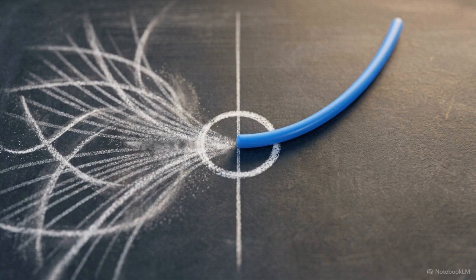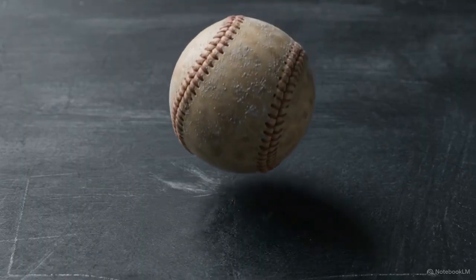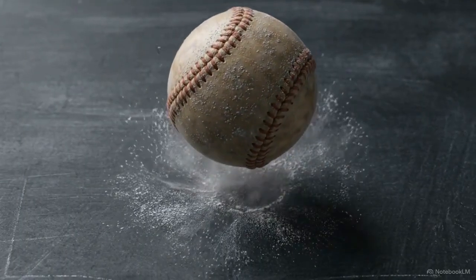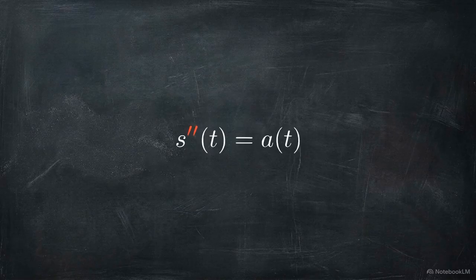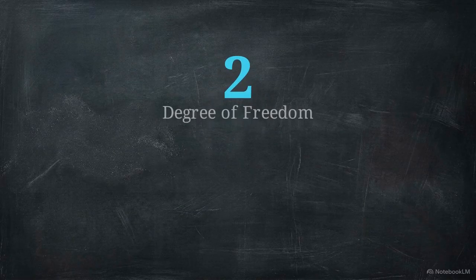Let's escalate this to a real-world physical application, mapping the exact trajectory of a baseball thrown straight up into the air. The physics dictate our starting point. We know the constant downward acceleration of gravity on the ball is -32 feet per second squared. Because acceleration is the second derivative of position, we are working with a second-order differential equation. That sets our degree of freedom.